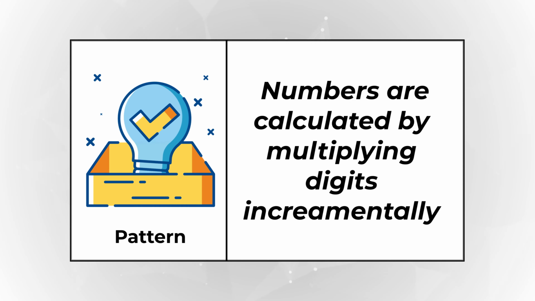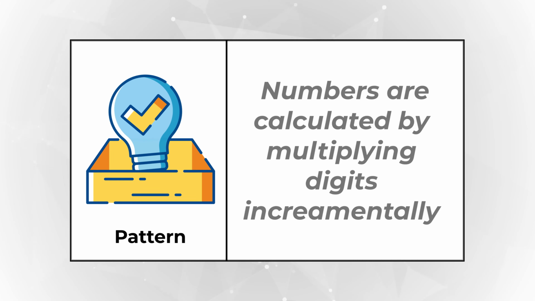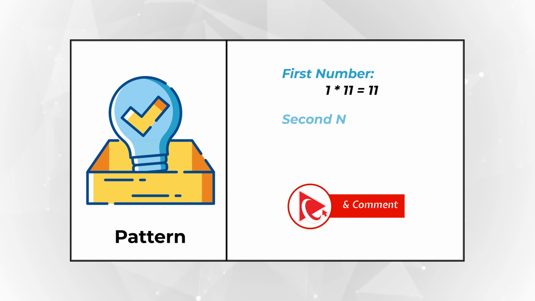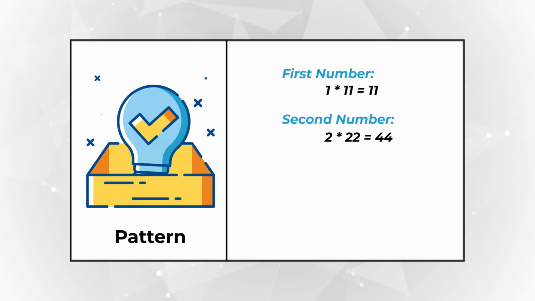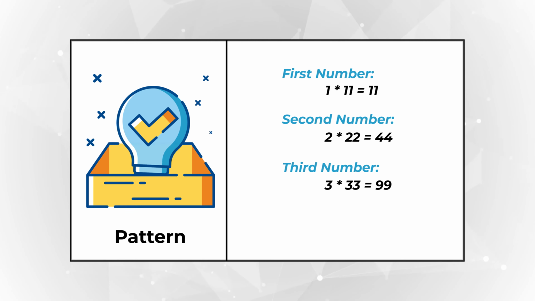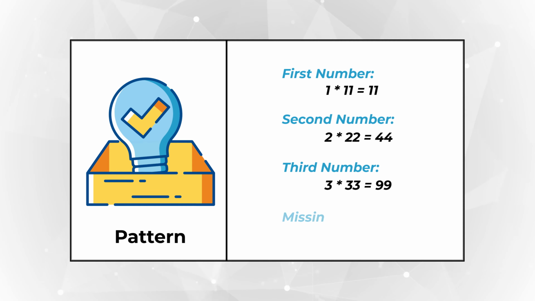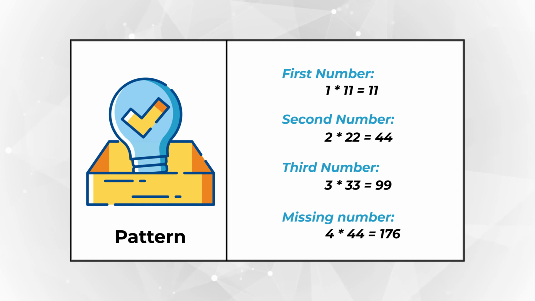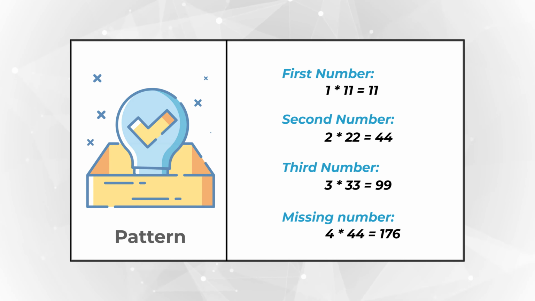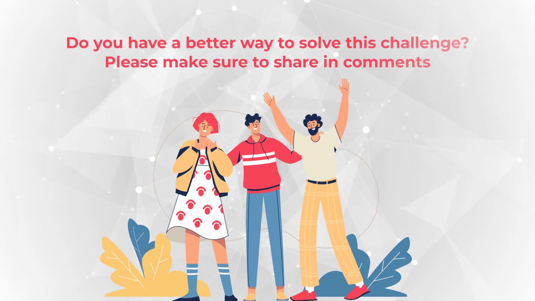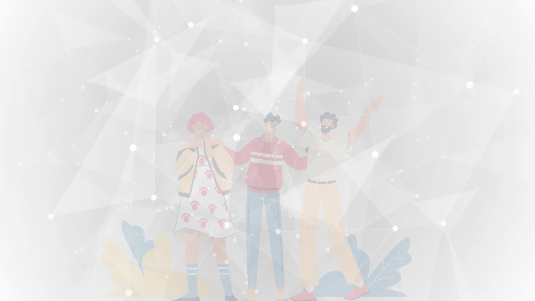The way first three numbers are calculated is by multiplying the single digits incrementally. For example, the first number is 1 multiplied by 11, which is 11. The second number is 2 multiplied by 22, which equals 44. The third number is 3 multiplied by 33, which equals 99. So the missing number can be calculated as 4 multiplied by 44, which equals 176. So the correct choice here is choice D, 176. Hopefully you've nailed this question and now know how to answer similar problems on the test.